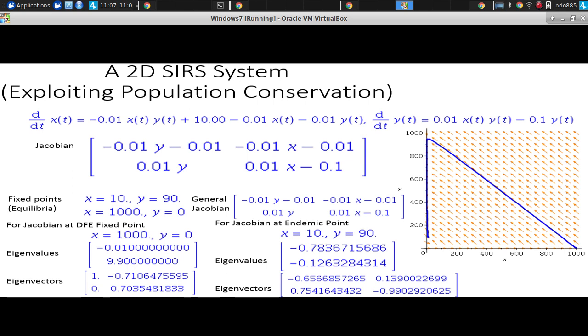What does this Jacobian become? So at that point, what do we have? Yeah, so y is going to be 0. So the upper left entry here is minus 0.01, right? We okay with that? Hearing no objections. How about the upper right of it?